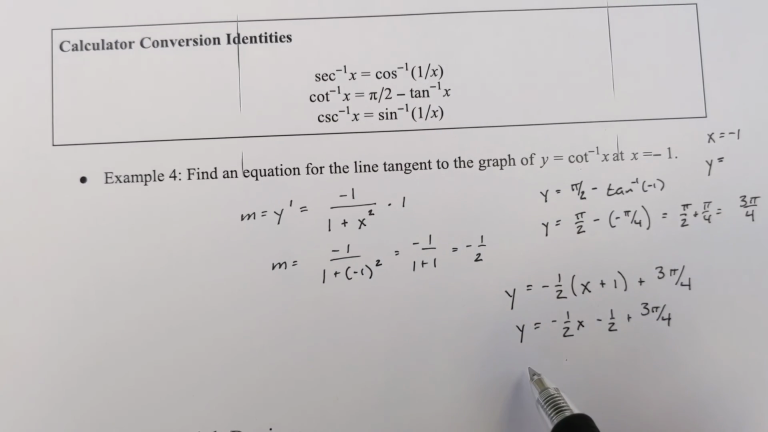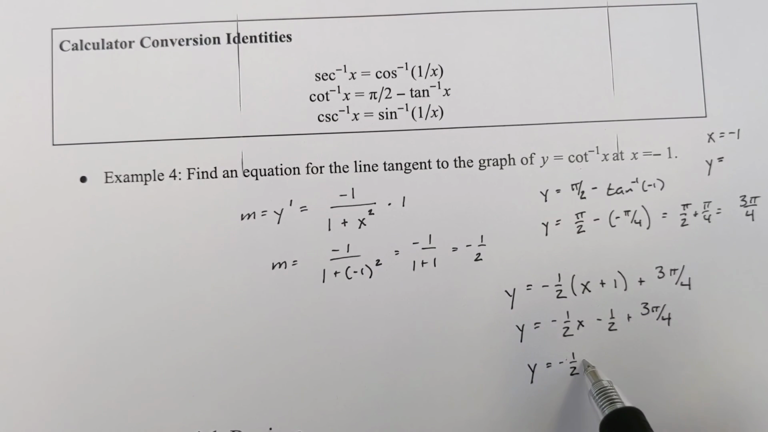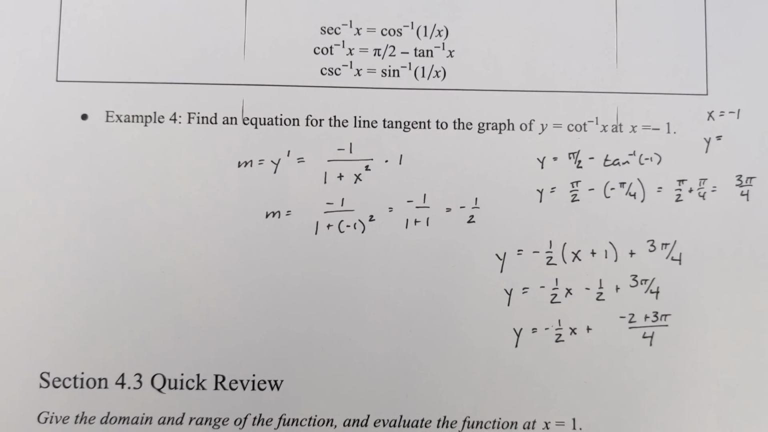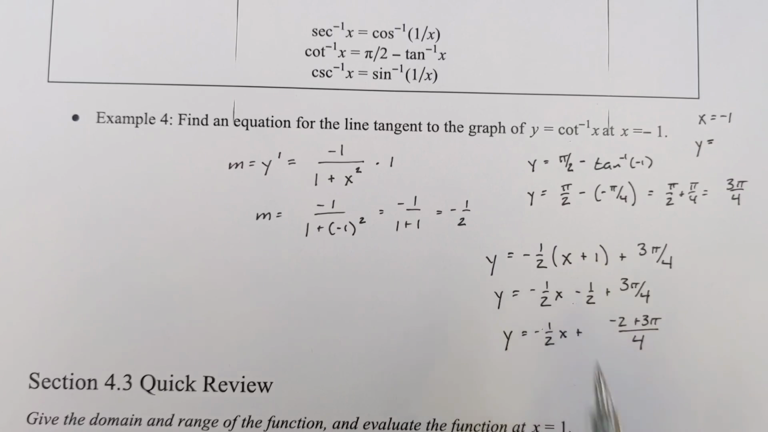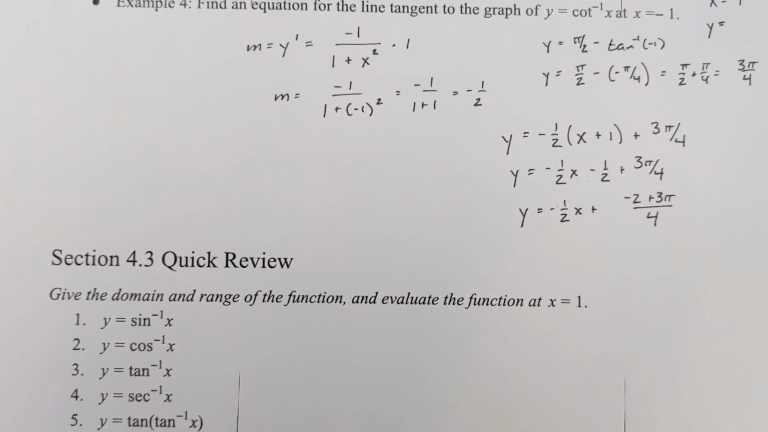And that's about as good as you can get it. I suppose you could combine the fractions. So that's 2/4, so plus -2 plus 3 pi all over 4, if you wanted to write it like that, but that doesn't really get you anywhere. That one would be just fine. But that brings us to the end of the section.